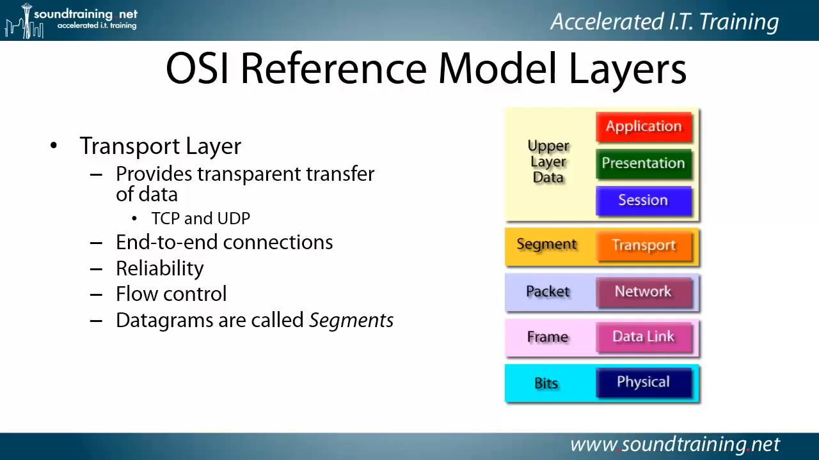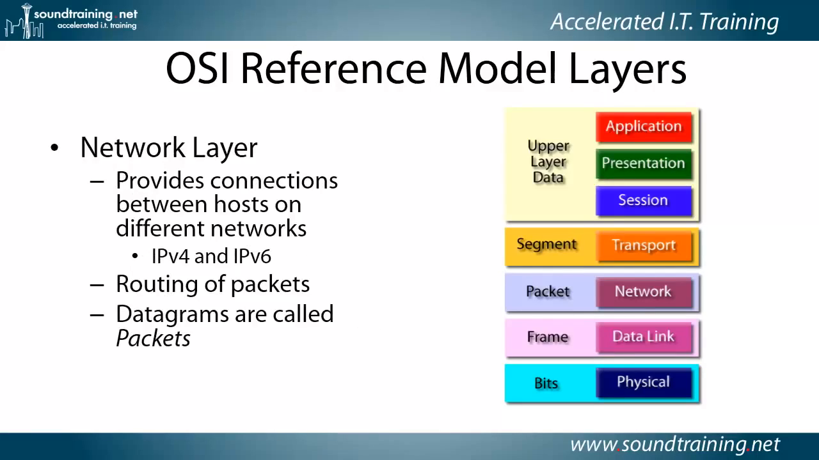A good example of that is VoIP packets often will use UDP because they're more sensitive to latency than they are to packet loss. The transport layer provides end-to-end connections, also reliability, flow control, and the datagrams at layer 4, the transport layer, are called segments.